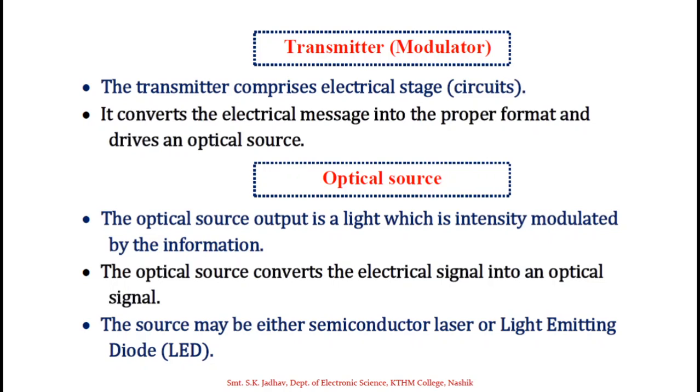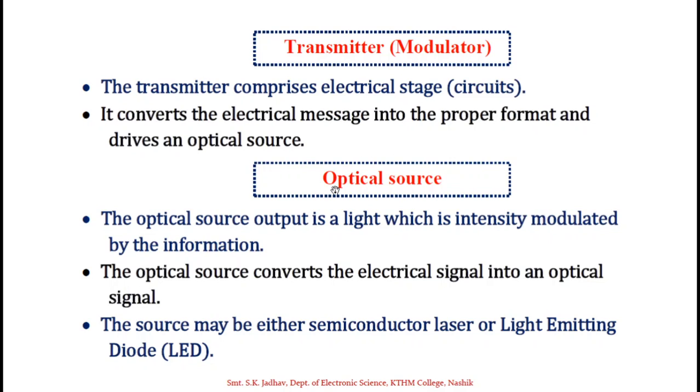Then this electrical signal is given to the transmitter circuitry containing electrical and electronic components, which converts the signal into a suitable form for propagation over the transmission medium. That means it converts the electrical message into the proper format and drives an optical source. This is often achieved by modulating a carrier by using an electromagnetic wave.